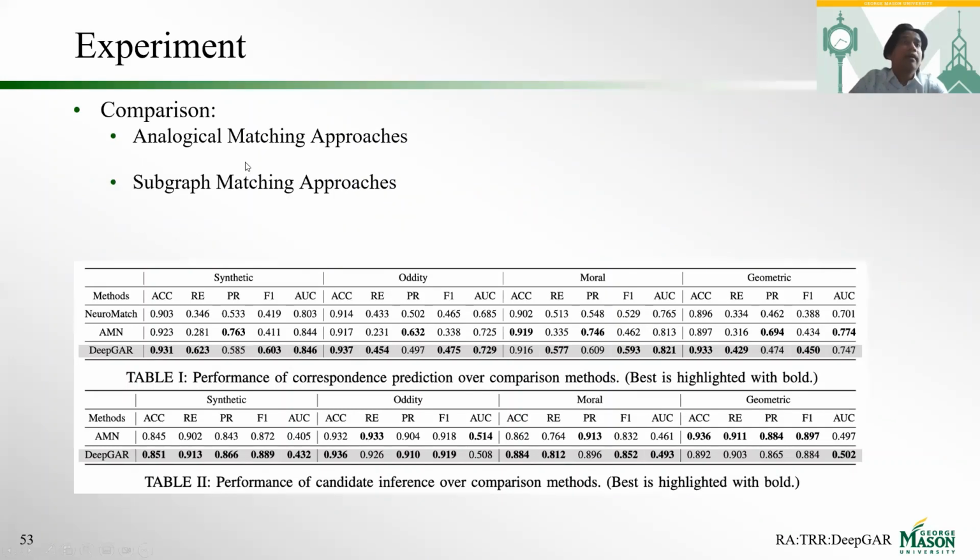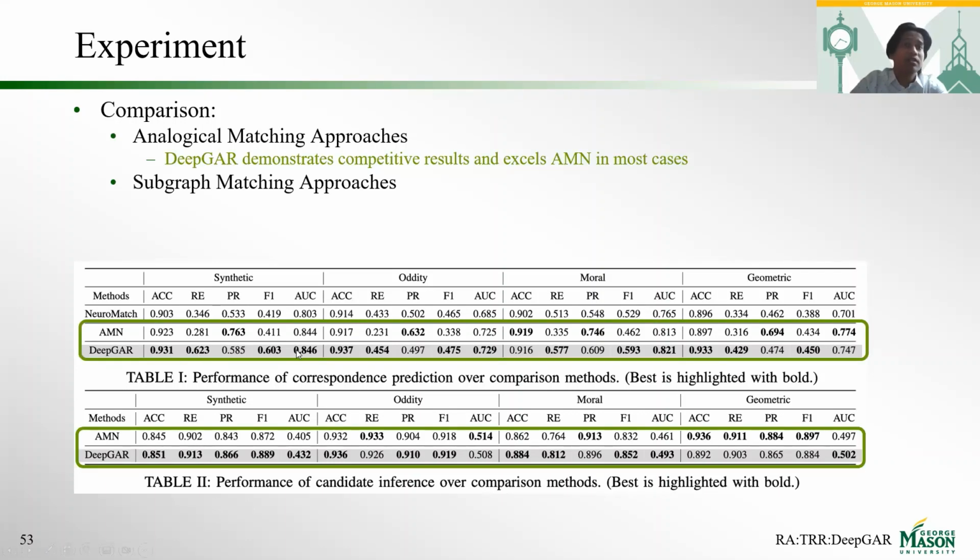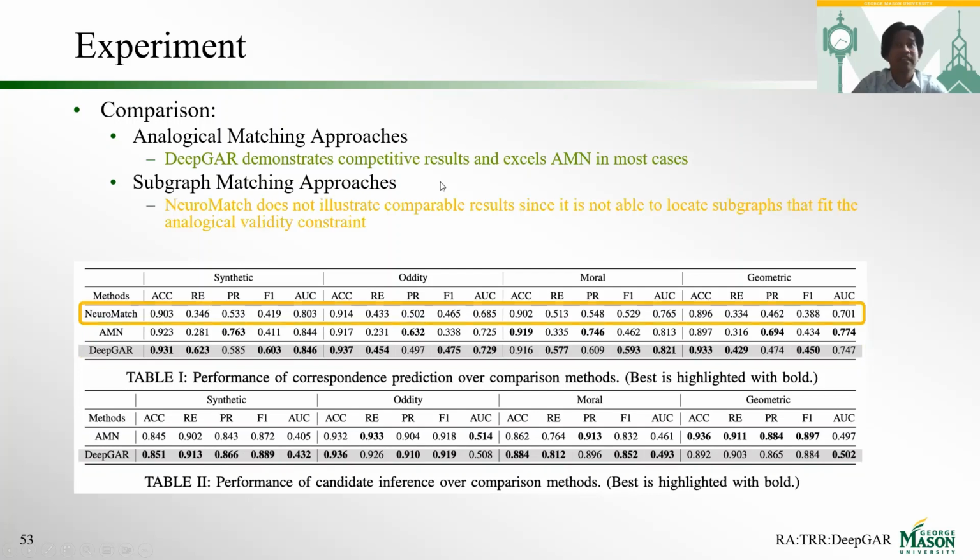Considering the analogical matching approaches, as I mentioned, AMN was the first and our model is the second in this field. Comparing our model with AMN, we see that ours beats AMN. So DeepGAR demonstrates competitive results and excels AMN in most cases. Similarly for neuromatch, which uses a subgraph matching technique but does not do analogical reasoning, we see that neuromatch does not show comparable results, since it is not able to locate subgraphs that fit the analogical validity constraints, those 4 constraints.